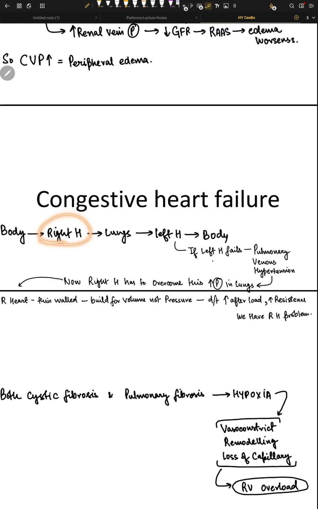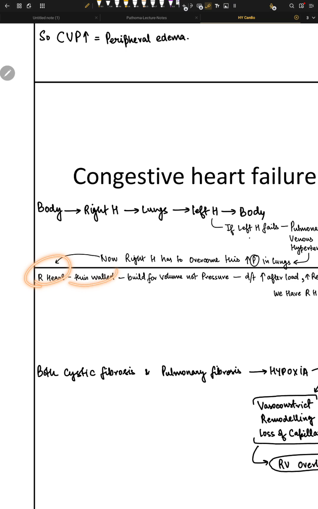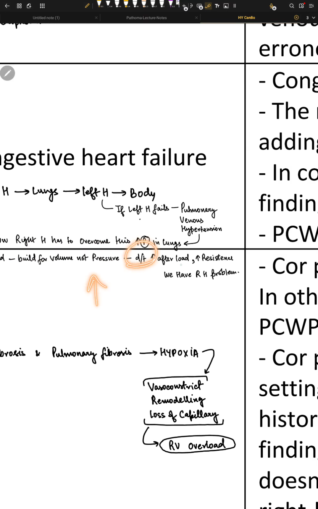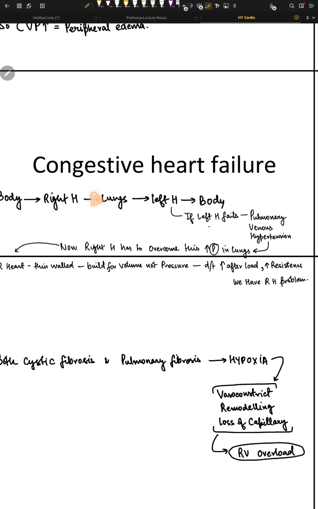Now the right heart is getting bullied because the left heart is not working hard, right? The right heart is thin walled. It's not meant for really high pressure. It's built for volume, not pressure. Now due to the increased afterload, this is the afterload, right? Afterload in a nutshell is the resistance that the heart must pump against to eject the blood.